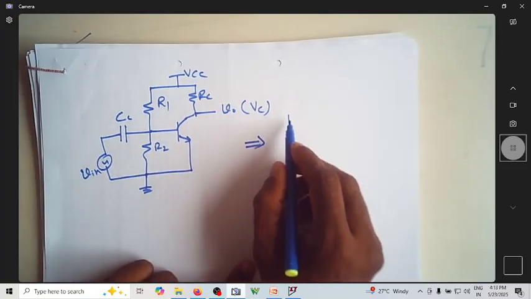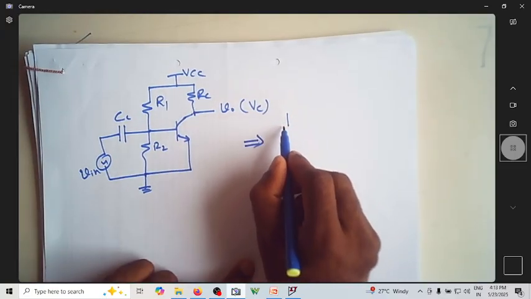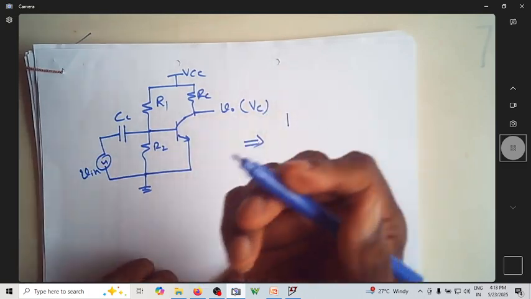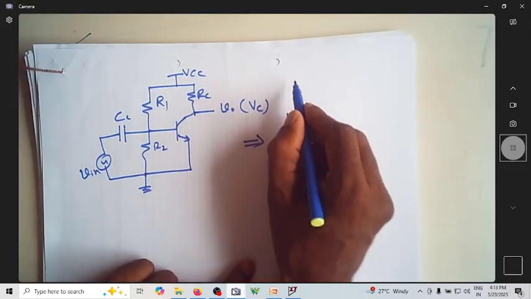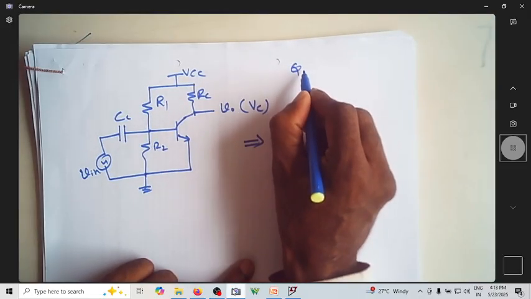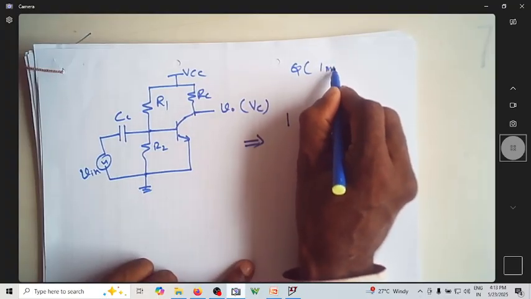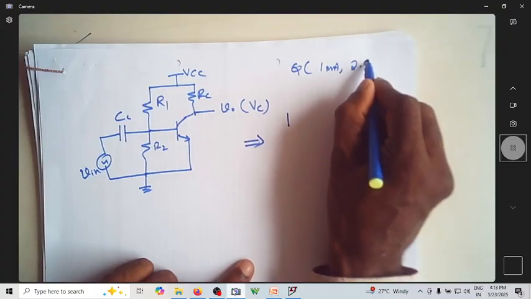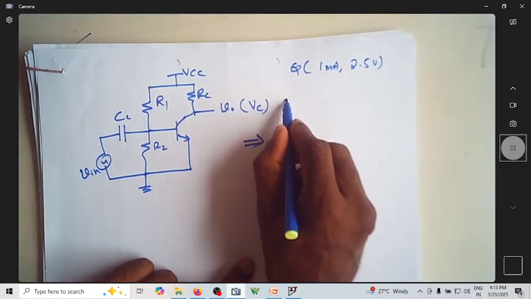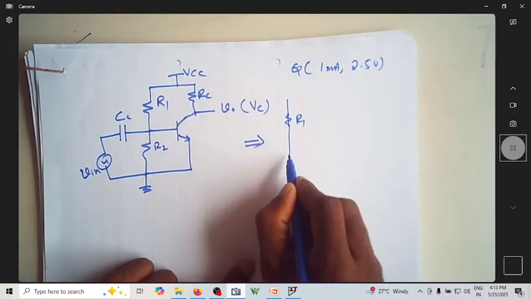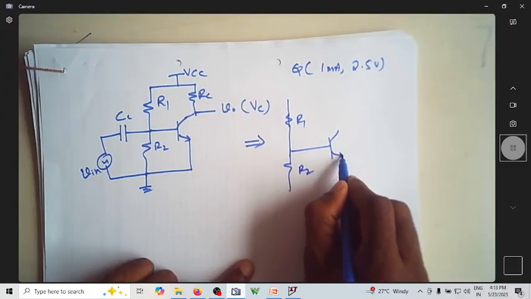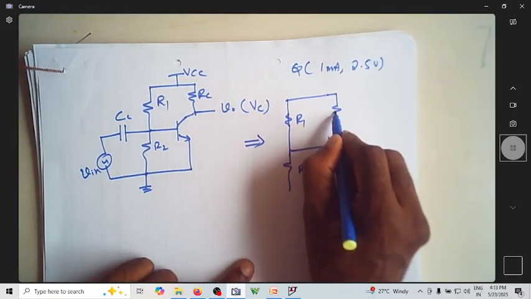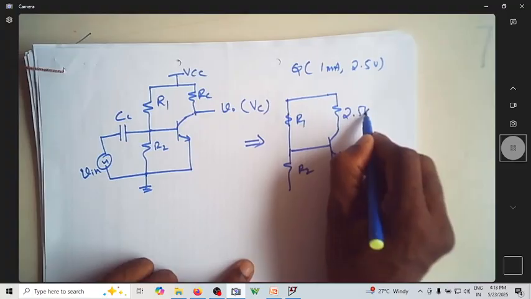Now we have the DC equivalent circuit, which would be this. Let us take the same values of R1, R2, RC as we obtained in the previous case for a Q point of 1 milliampere and 2.5 volt as your DC, which resulted in a value of R1, R2, and this is supposed to be 2.5 kilo ohm.